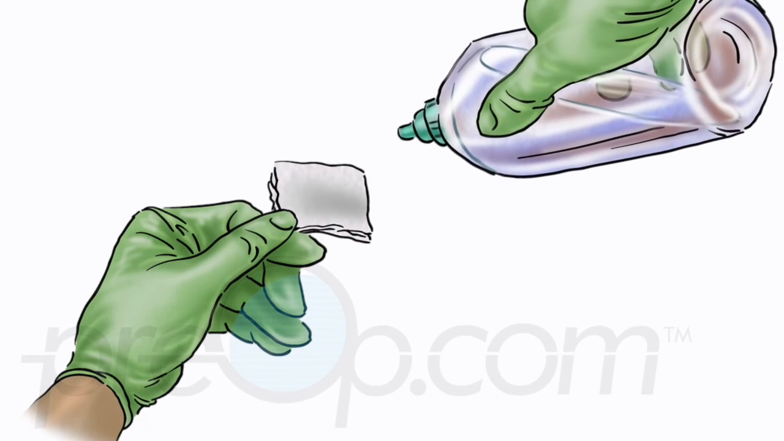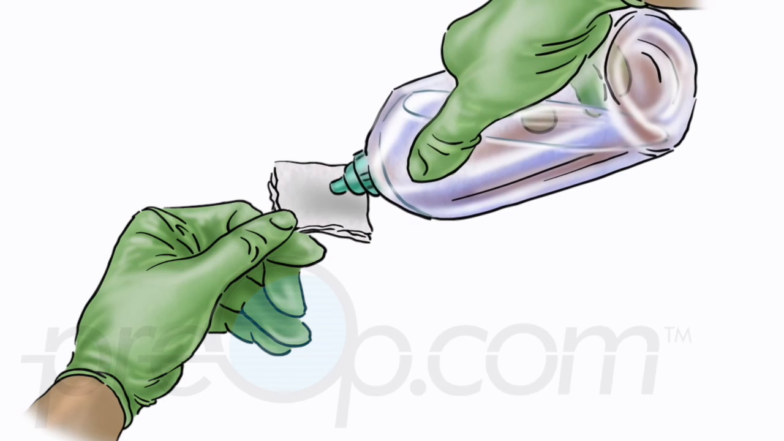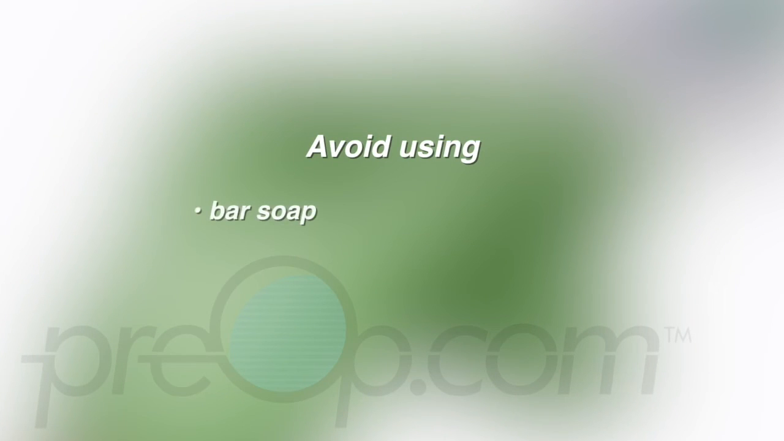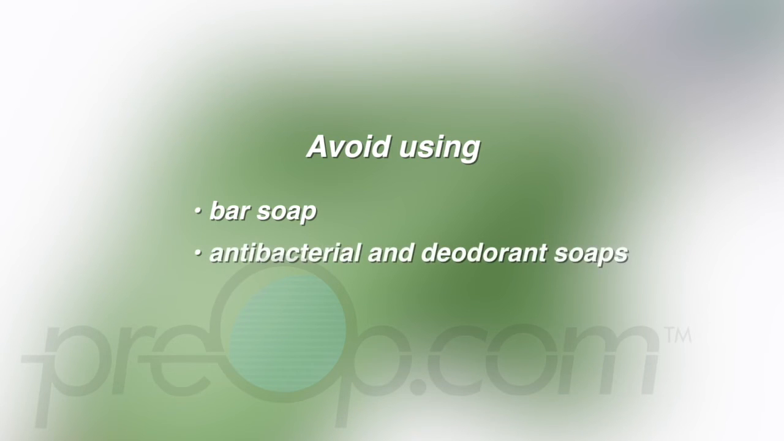Wet a gauze pad or washcloth with clean water and mild liquid soap. Avoid using bar soap to clean your wound because it can carry germs. If possible, avoid antibacterial and deodorant soaps as they may cause irritation. Alcohol, peroxide, and betadine can hurt new tissue and slow healing.